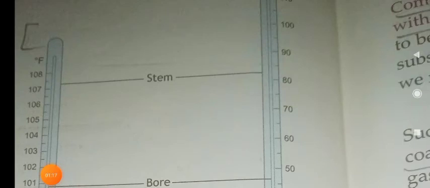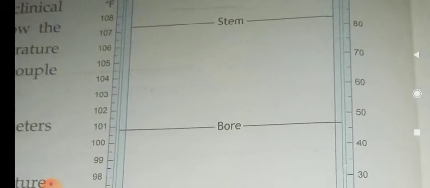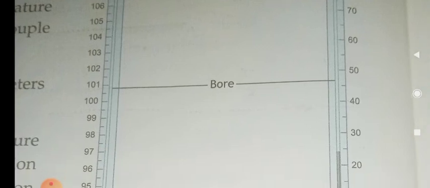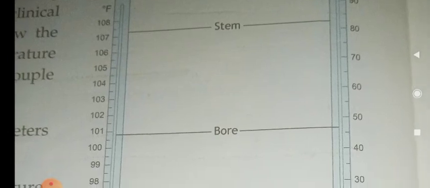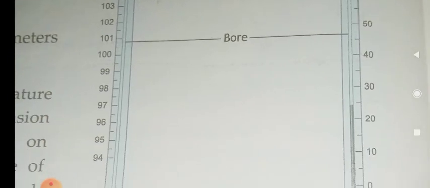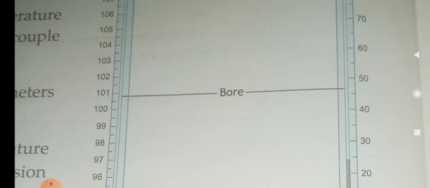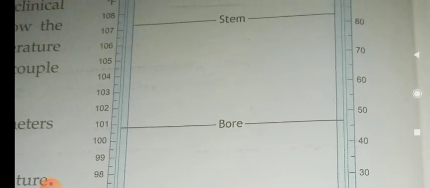Okay children. There are two types of thermometer. One is the laboratory thermometer and another one is the clinical thermometer. Clinical thermometers are used in hospitals, and they can measure from 35 degrees Celsius to 43 degrees Celsius. Is it clear? And this is called the range. From where to where it measures, that is called the range of the thermometer.